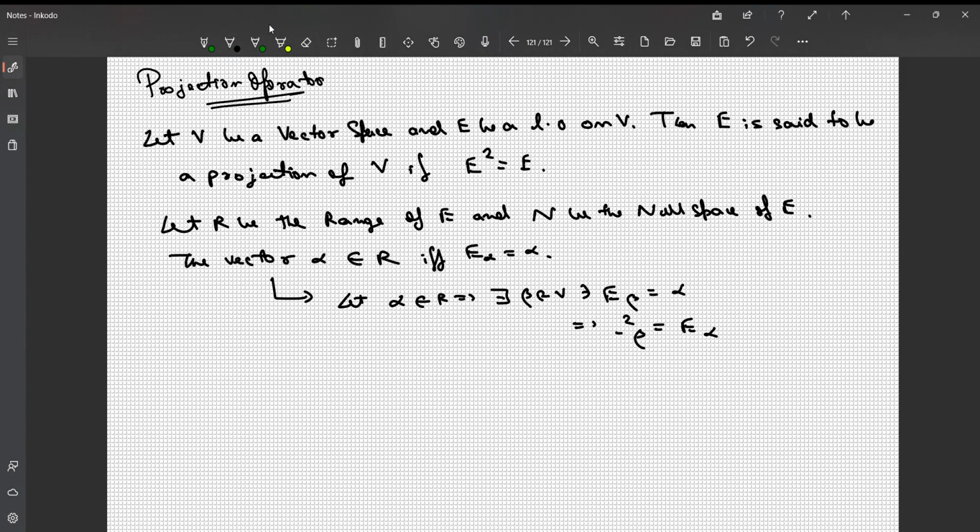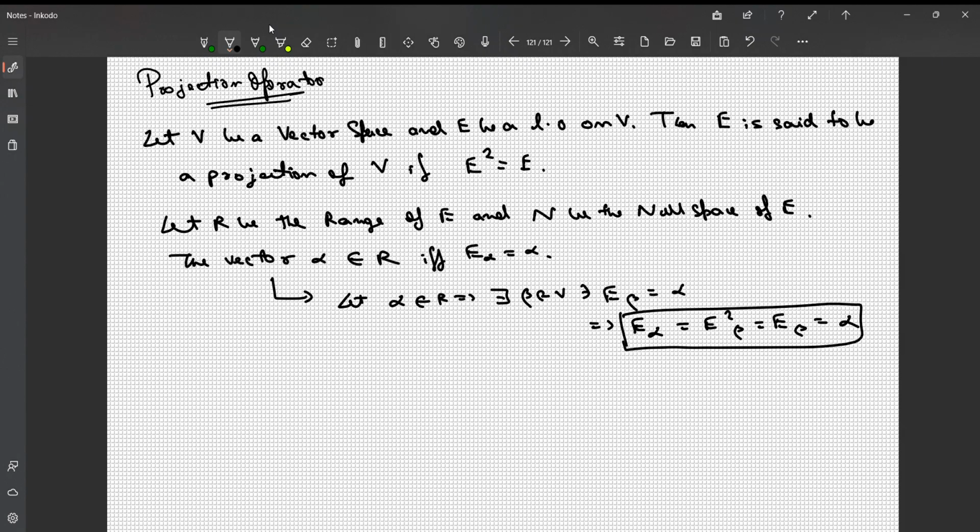But obviously, observe the following. E of beta is equal to alpha. But we know that E square of alpha is alpha as well, right? So we use that fact. So that implies what is E of alpha. So E of alpha is E square of beta, which is exactly equal to E of beta, which is equal to alpha. Right?